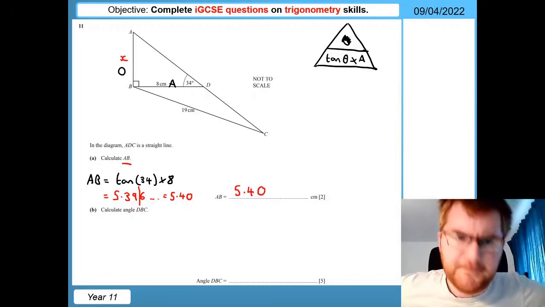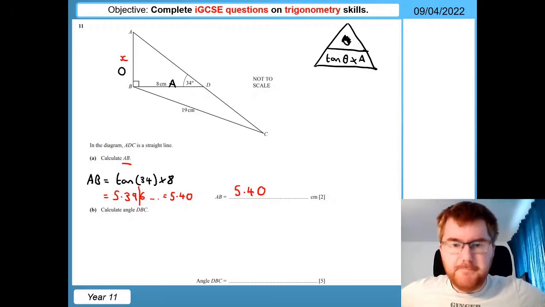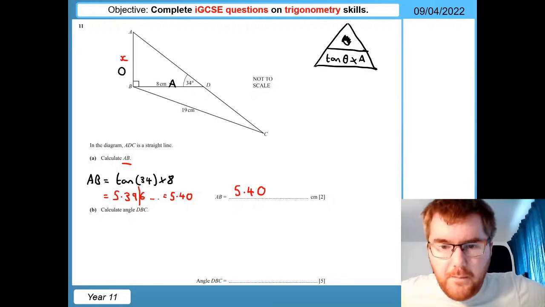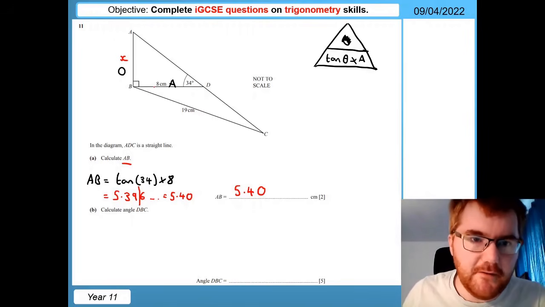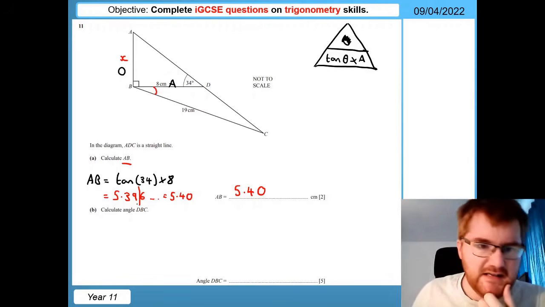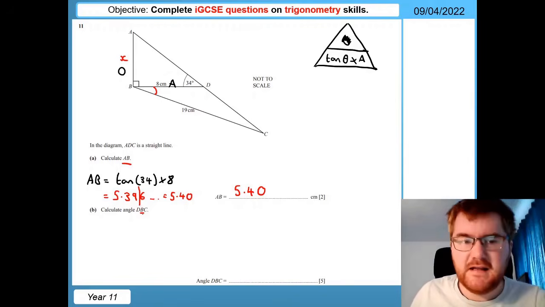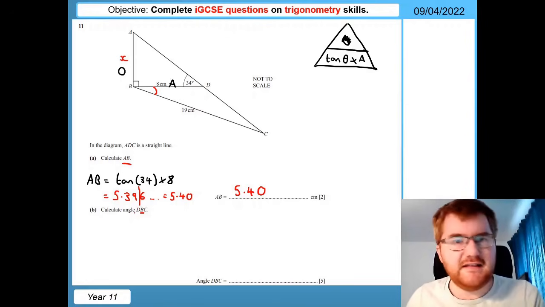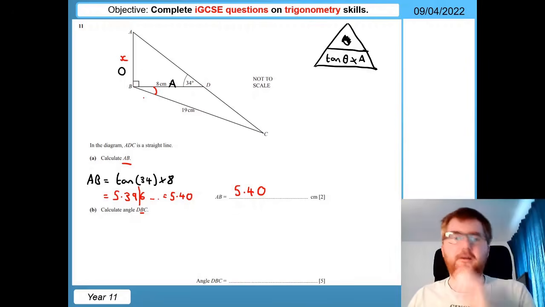Now we need to work out the angle DBC, and it's a whopping 5 marks, so you know there's going to be quite a bit of work involved in order to work out DBC. Now, how do I know where DBC is? Well, the middle letter always tells me where the angle is, and the sides tell me, okay, how do I get there? So DBC, it's going to be this angle that we're looking for here.